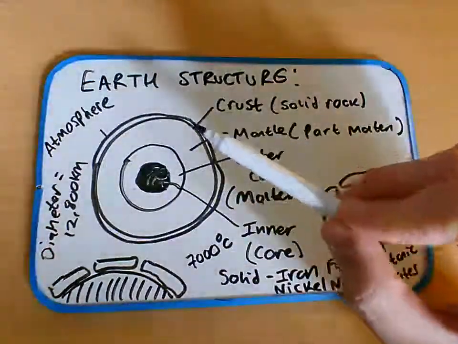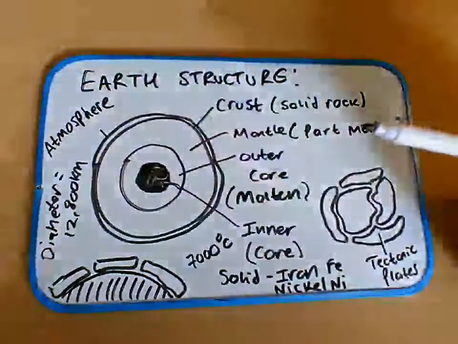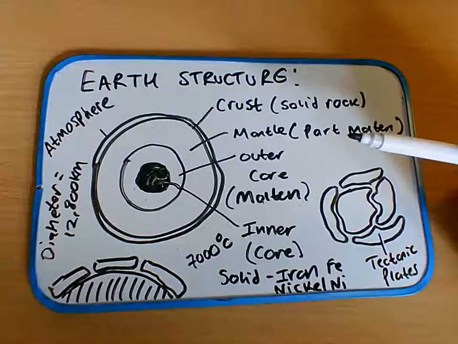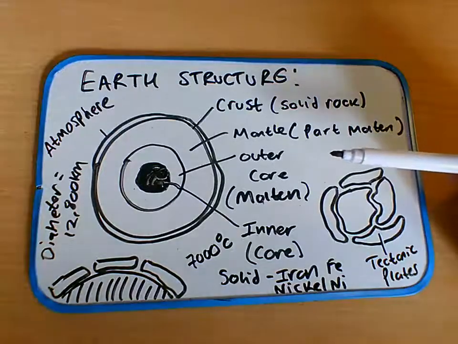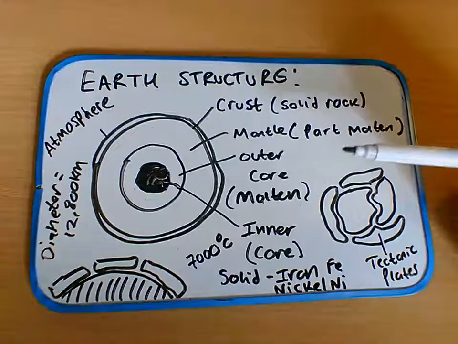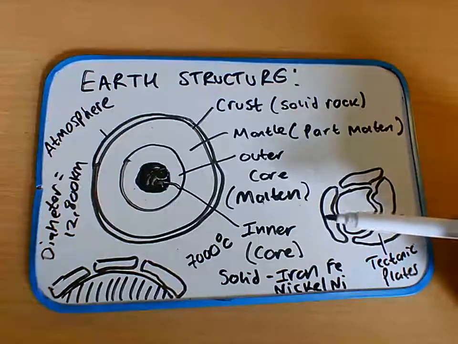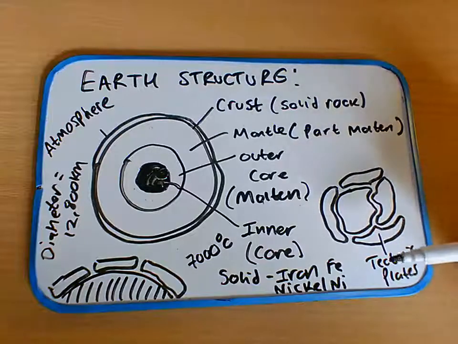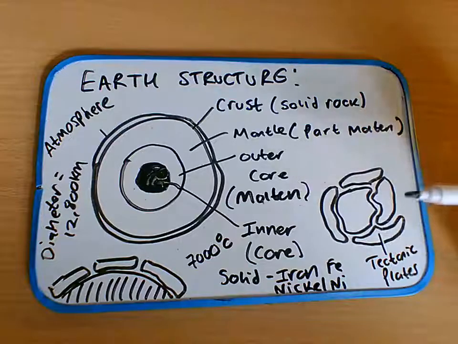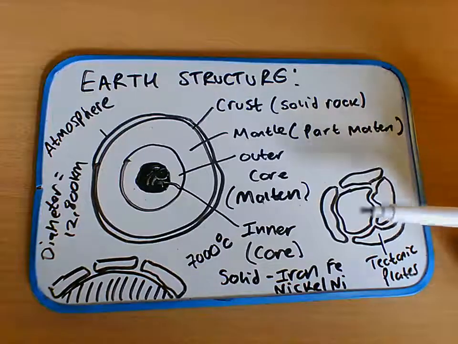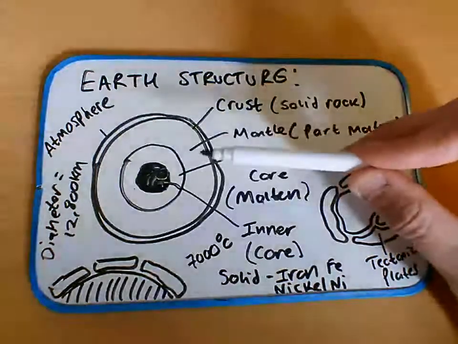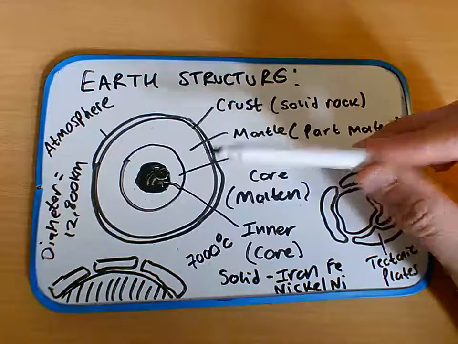Now, the crust, don't think of the crust as one solid layer. Think of it like you've boiled an egg and you've cracked the surface of the egg and it's all got these little fragments of shell. That's basically what it looks like. And all these little fragments of the shell are called tectonic plates. They fit together like a jigsaw and they're constantly moving. And they're moving because the mantle beneath is moving slowly.